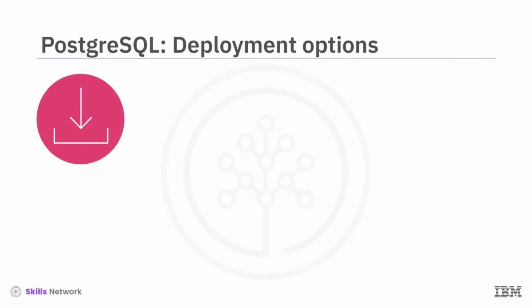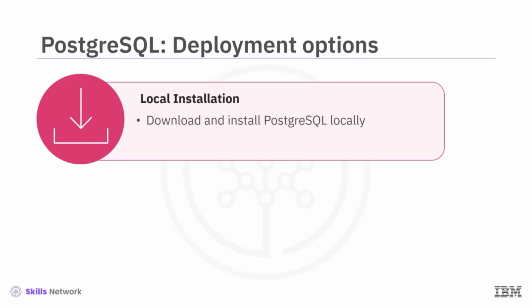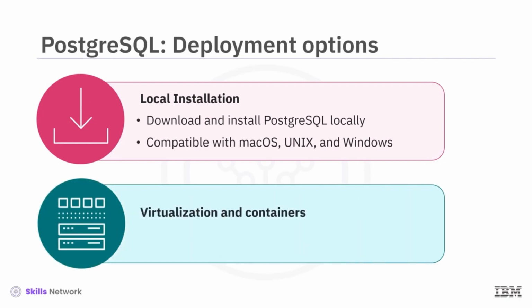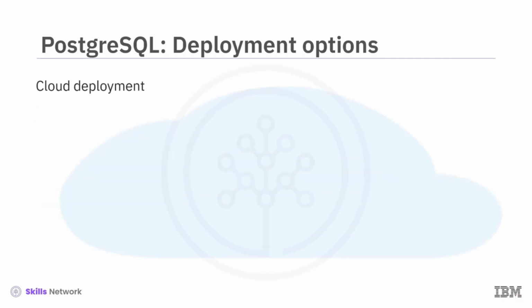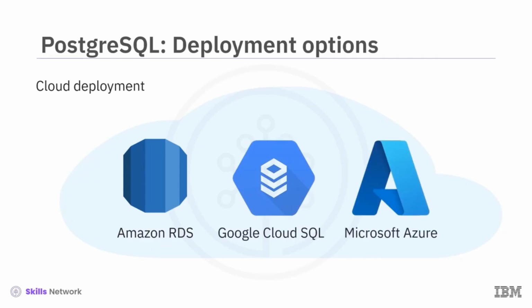PostgreSQL offers diverse deployment options, allowing users to tailor their database management to their needs. The first option is downloading and installing PostgreSQL locally on macOS, Unix, or Windows servers. Alternatively, virtualization and containerization provide efficient self-management options. You can install and self-manage PostgreSQL in virtual machine images or containers, which enable efficient resource utilization and scalability. For cloud-based solutions, PostgreSQL integrates with managed services such as Amazon RDS, Google Cloud SQL, Microsoft Azure, IBM Cloud Databases, and Enterprise DB Cloud.